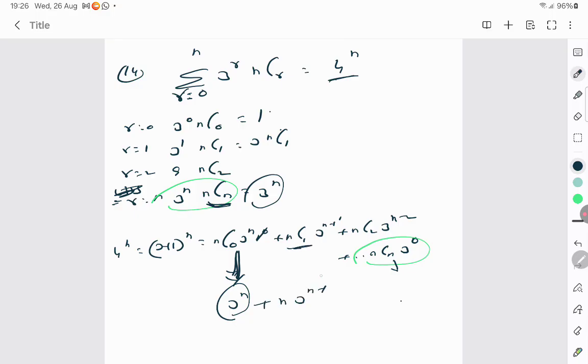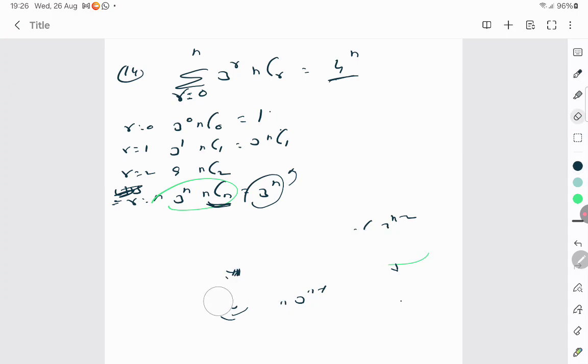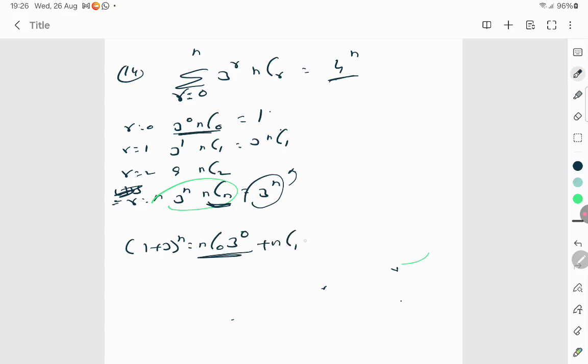3 to the power n minus 1. If you had the previous term, and we could have done it as 1 plus 3 the whole to the power n, then that would have been easy. So it's nC0, 1 to the power any number ignored, 3 to the power 0, which is the same as the first term. Plus nC1, 3 to the power 1, same as the second term. Plus dot dot dot nCn, 3 to the power n, so same as the last term.